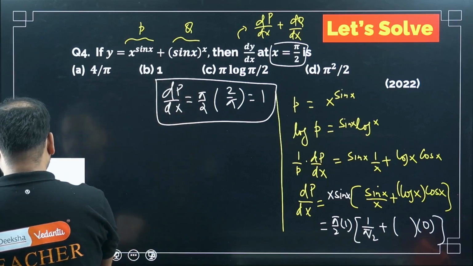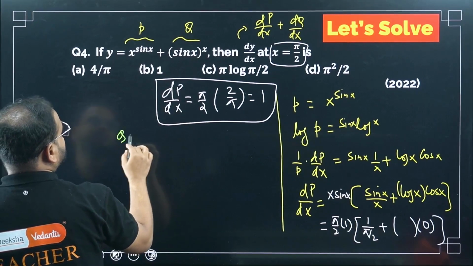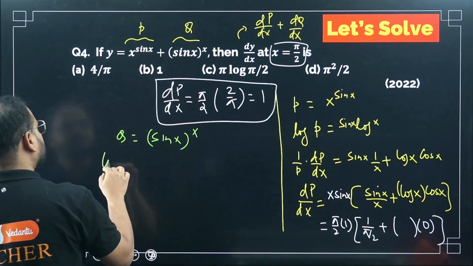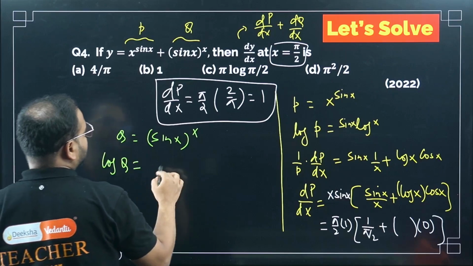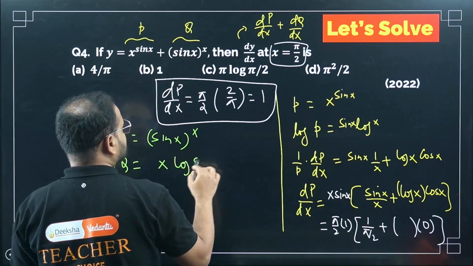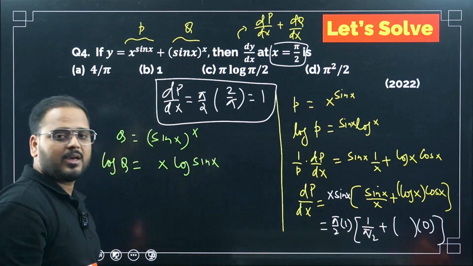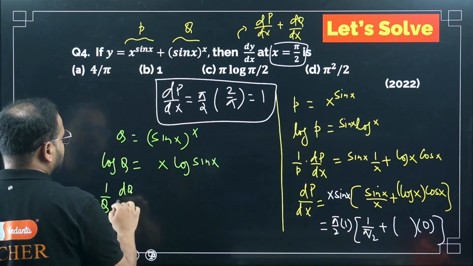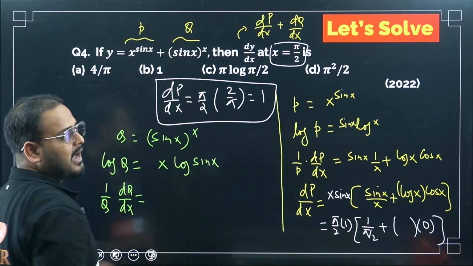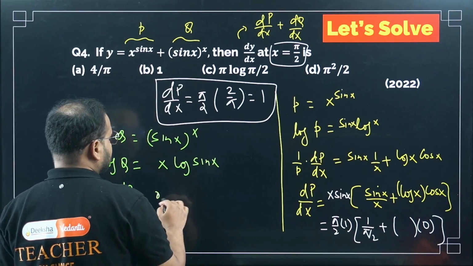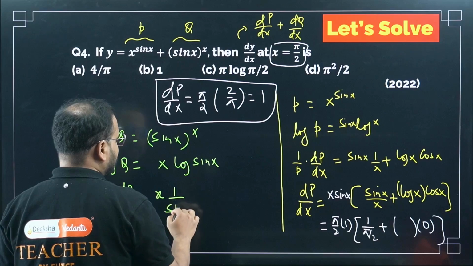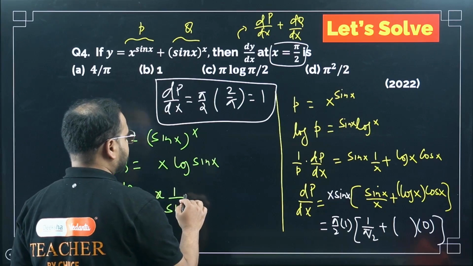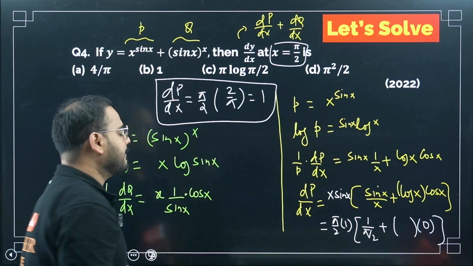Let's do the same thing for q. If I take for q, q equals sin x, the whole power x, take log on both sides. So I get log of q equals x log of sin x. Differentiate it. I get 1 by q dq by dx equals, I have to use the product rule again here. So I'll write x as it is and do this for log: 1 by sin x, and then for sin x I get simply cos x.